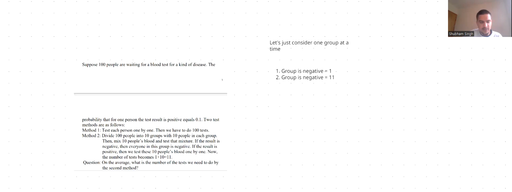But what we need to find out is the average number of tests we need to do using the second method and how much better it is compared to the first method. So let's think of one group at a time and approach the problem from that perspective. Suppose we have one group. If that group tests negative, then we need to do just one test. And if the group tests positive, then we need to do 11 tests for them.